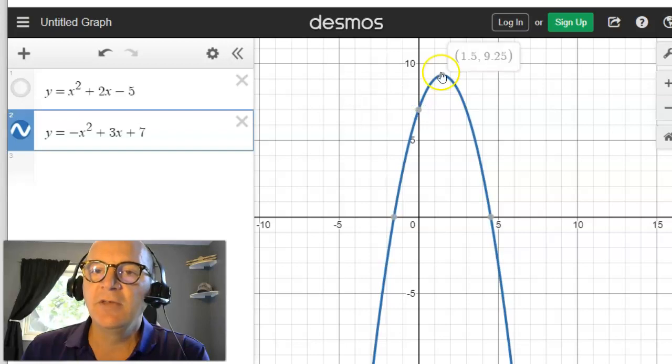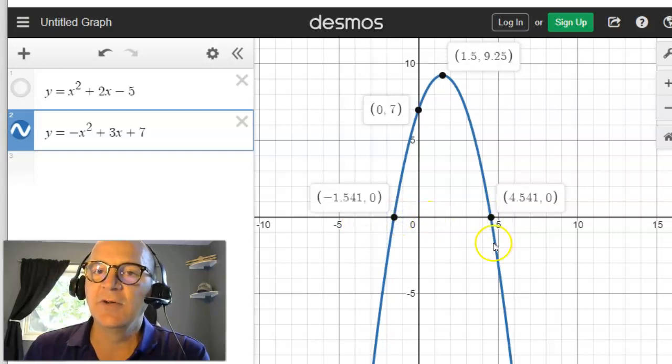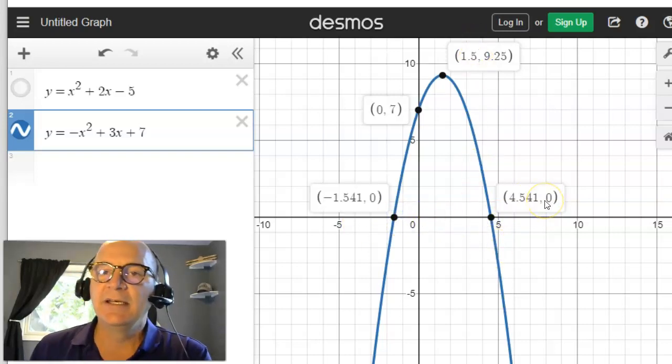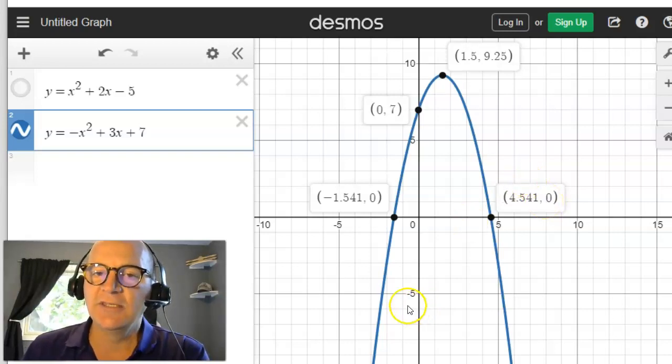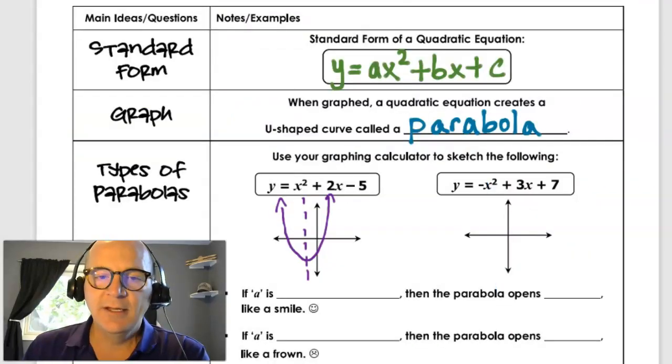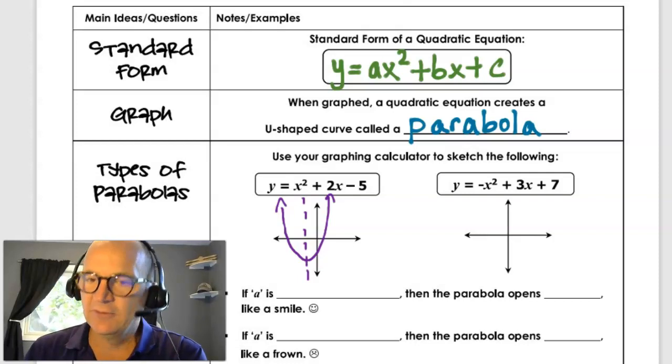Again, we can find some features. Notice that our vertex here is at (1.5, 9.25). Notice we've got a y-intercept here, and x-intercepts here and here. That gives us that shape. Notice that this parabola is opening down. If you wanted to draw a sketch of that as well, you could certainly do that.